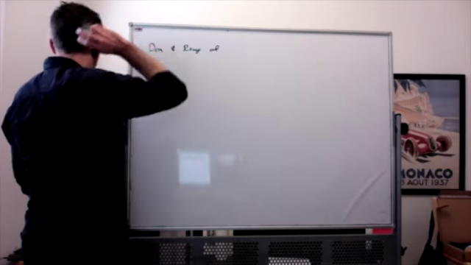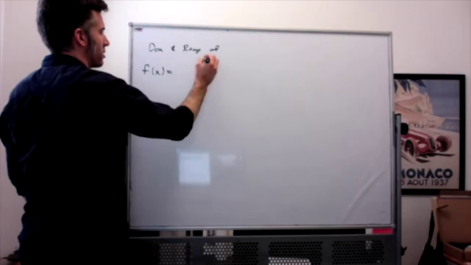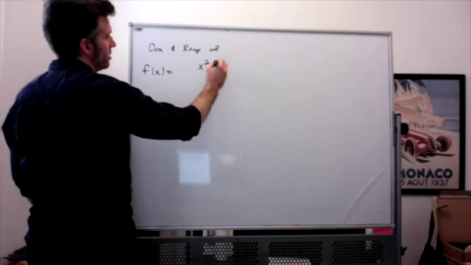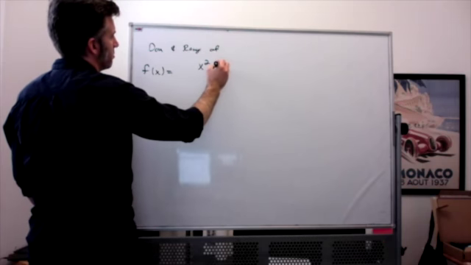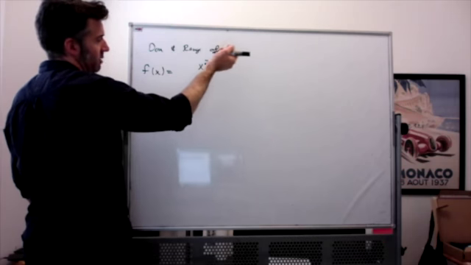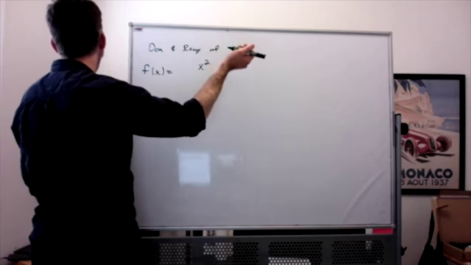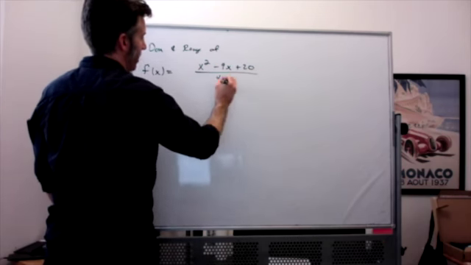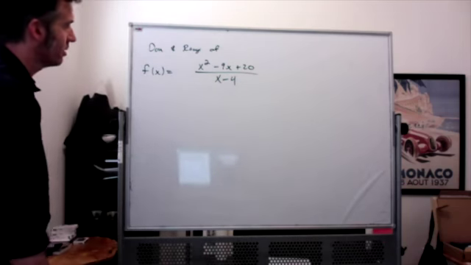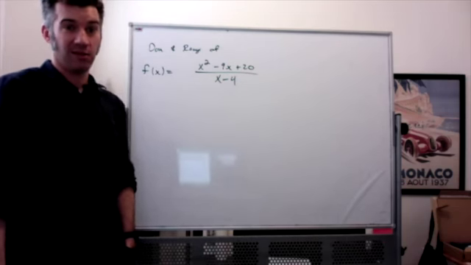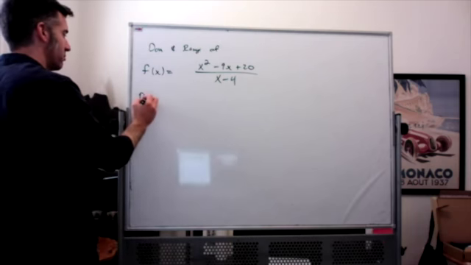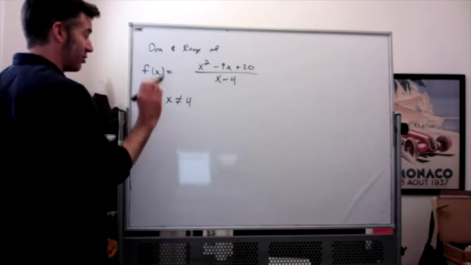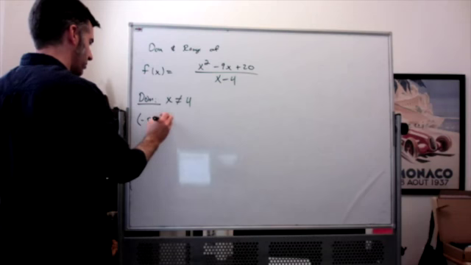Let's do x squared minus 9x plus 20 divided by x minus 4. Find the domain and range of that. Well, we know what's not in the domain. x can't be 4. So our domain is everything except for 4.